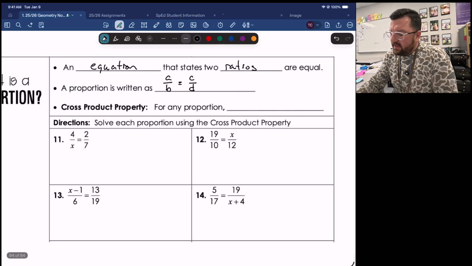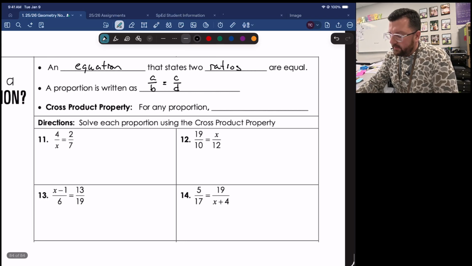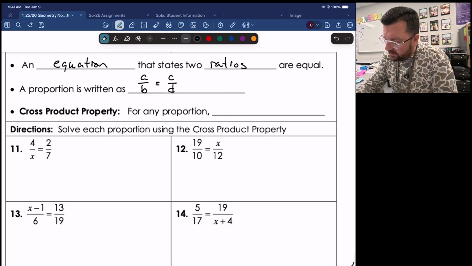And you can use this thing called the cross product property to solve any proportion. So when you have A over B equal to C over D, you can solve it by multiplying A times D, setting it equal to B times C. And I like to highlight these to make it kind of easy to see visually.